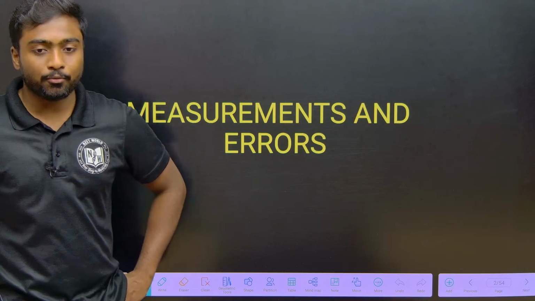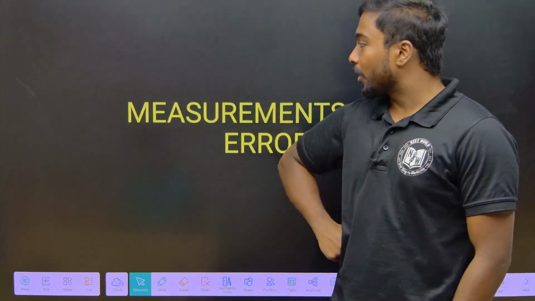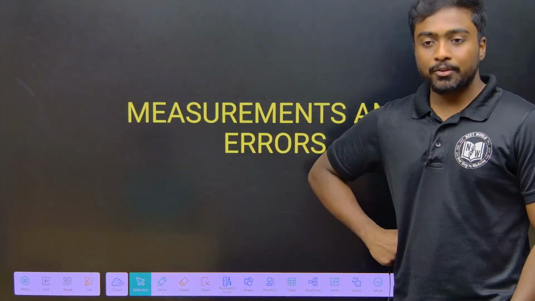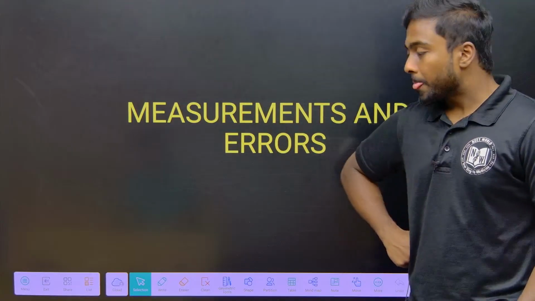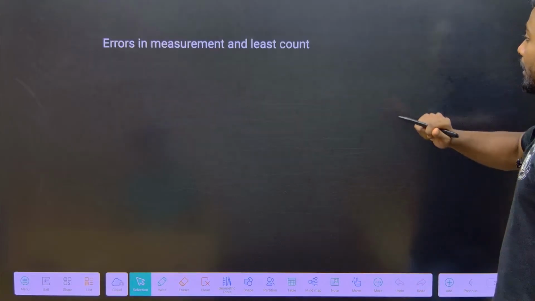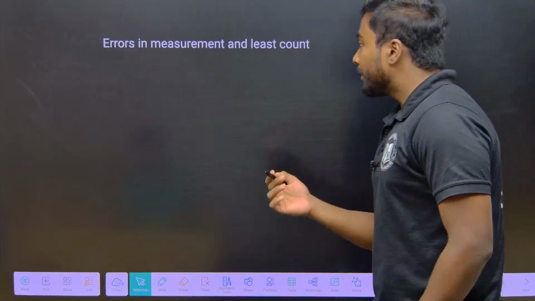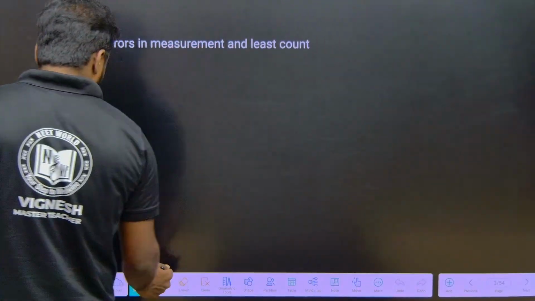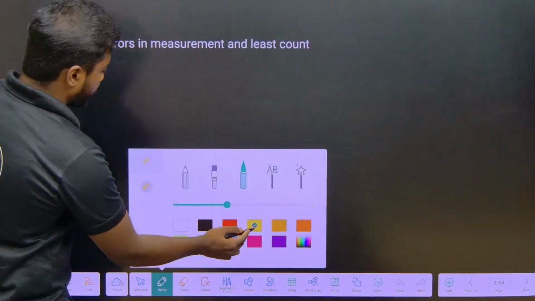If I ask 5 persons to measure the object, they will measure it differently. That is what we are going to see now: errors in measurement and the least count.